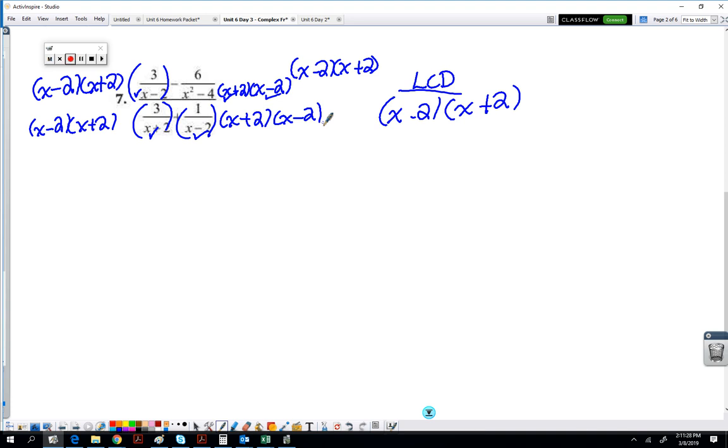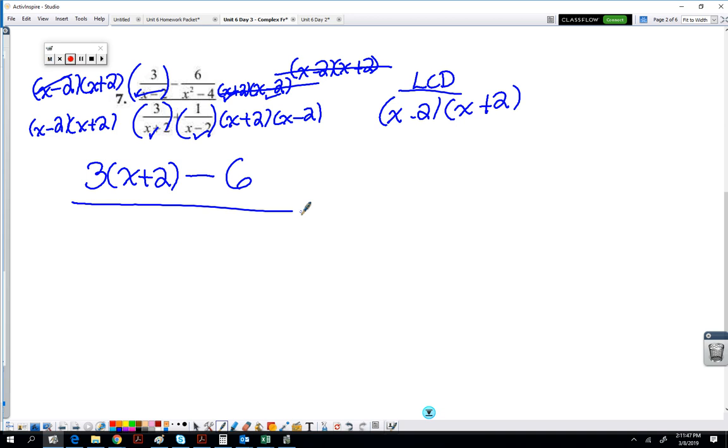So now I take a look at my first fraction. X minus 2 cancels out. So I'm left with 3 times x plus 2. Now, if you notice in my second one, both of them cancel out, so I'm just left with 6. And now, if you take a look at the next fraction, my x plus 2 cancels out, and I'm left with 3 times x minus 2. And now my x minus 2's cancel out, so I'm left with plus 1 times x plus 2.